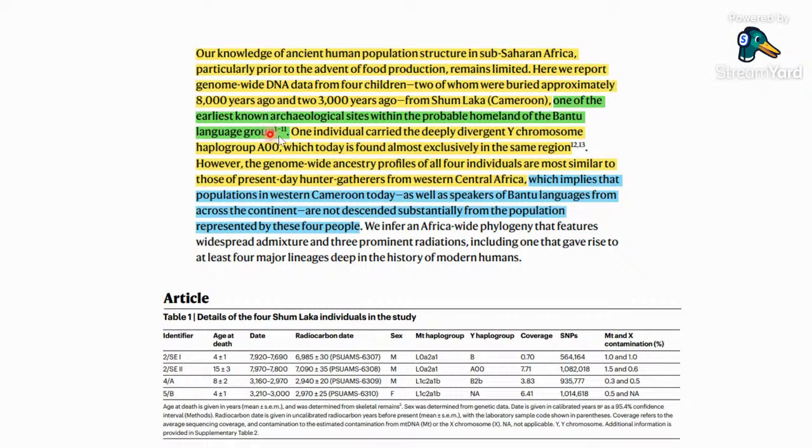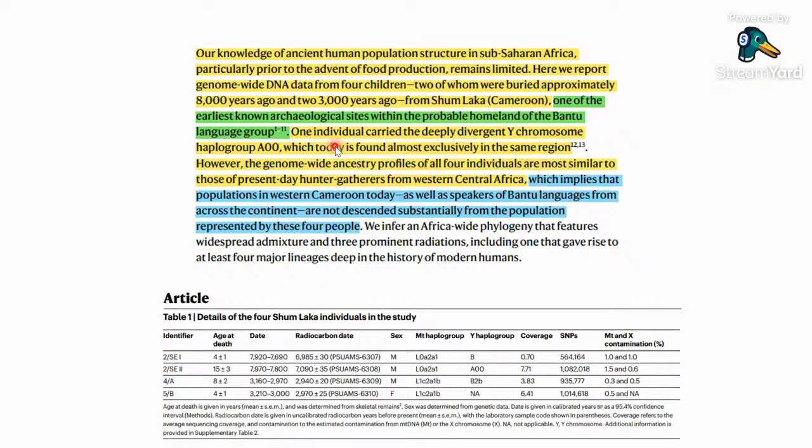All right. And I want you to notice the language that they pointed out here because Cameroon, as they say, could be the homeland of this so-called language group known as the Bantu, but it's not the homeland of E1b1a. All right, I think we get that confused sometimes. It's not the homeland of E1b1a. But it goes on to say one individual carried the deeply divergent Y chromosome haplogroup A, which today is found almost exclusively in the same region.